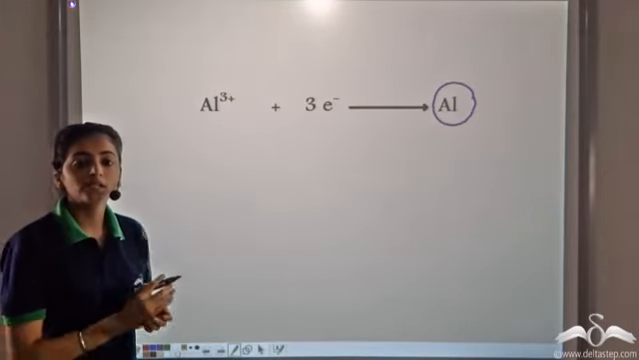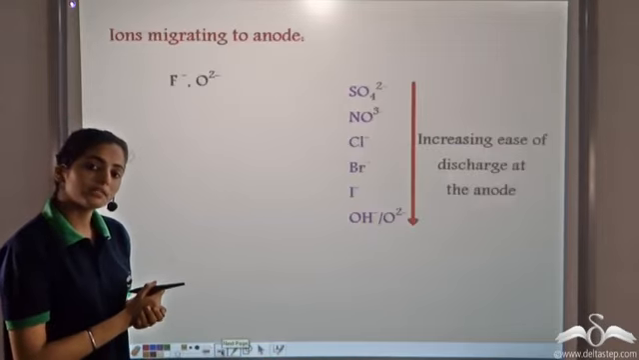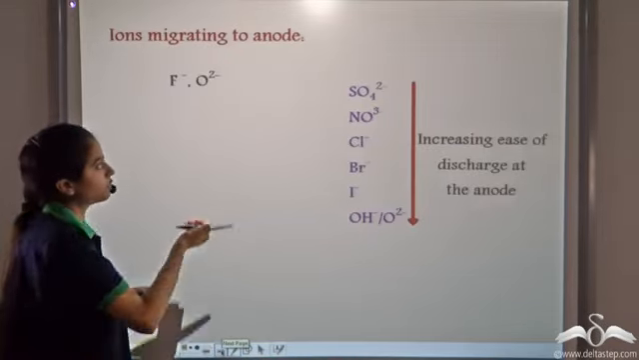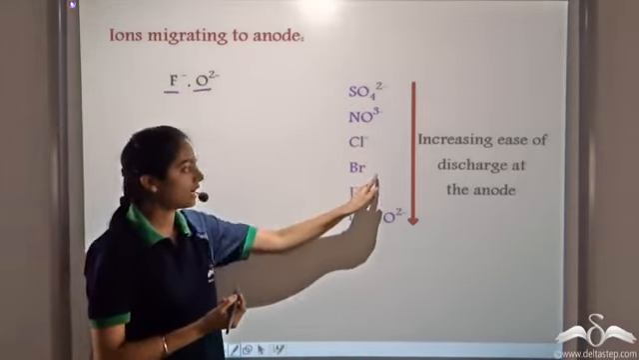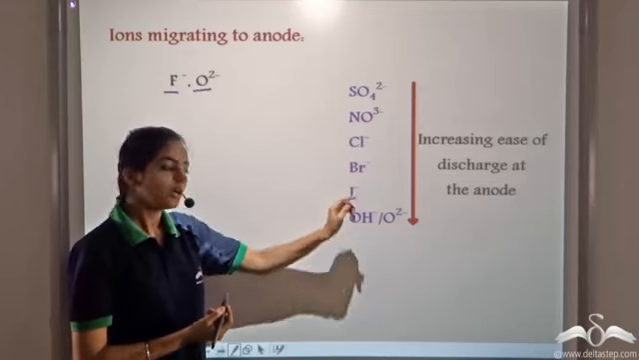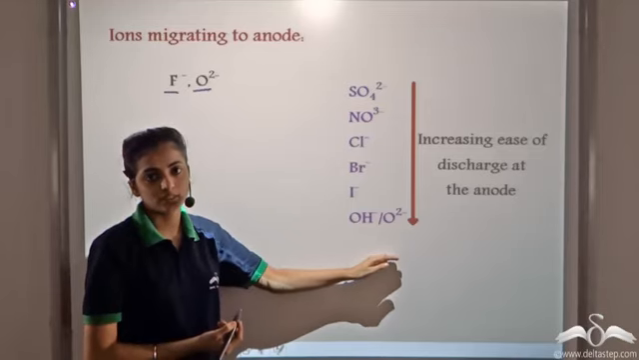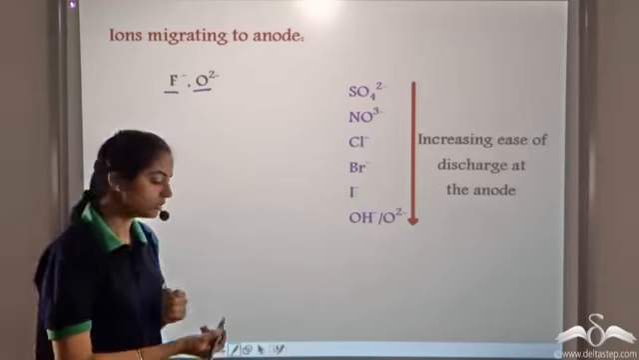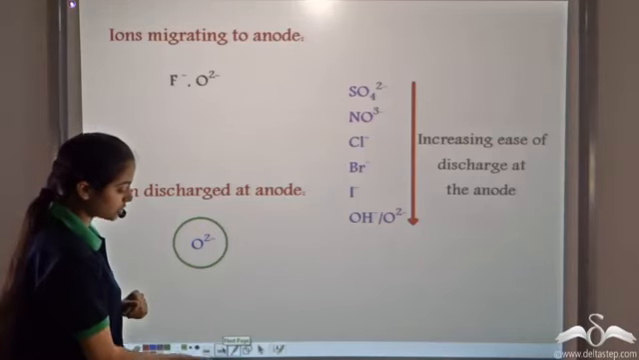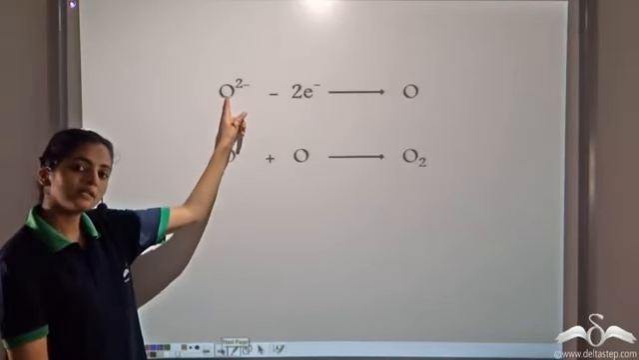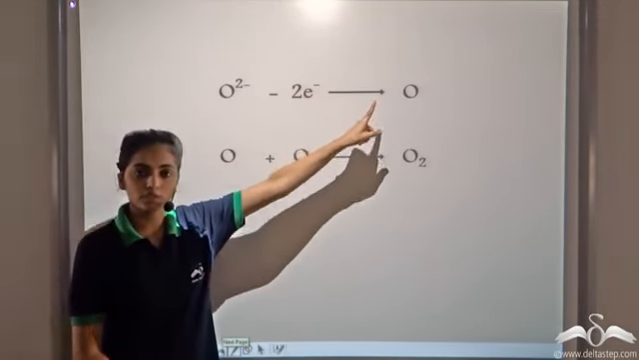This is how we extract aluminium from its ore, bauxite. Now if we look at the anions present, there were 2 anions, that is fluoride and oxide, O2 minus. The halogens lie in this part of the electrochemical series, and the oxide or the hydroxide ion is always lowest in the electrochemical series. So again, based on the relative position, we know that oxide ion is discharged at the anode, and the reaction taking place is oxide ion is discharged at the anode. It loses 2 electrons to form an oxygen atom.